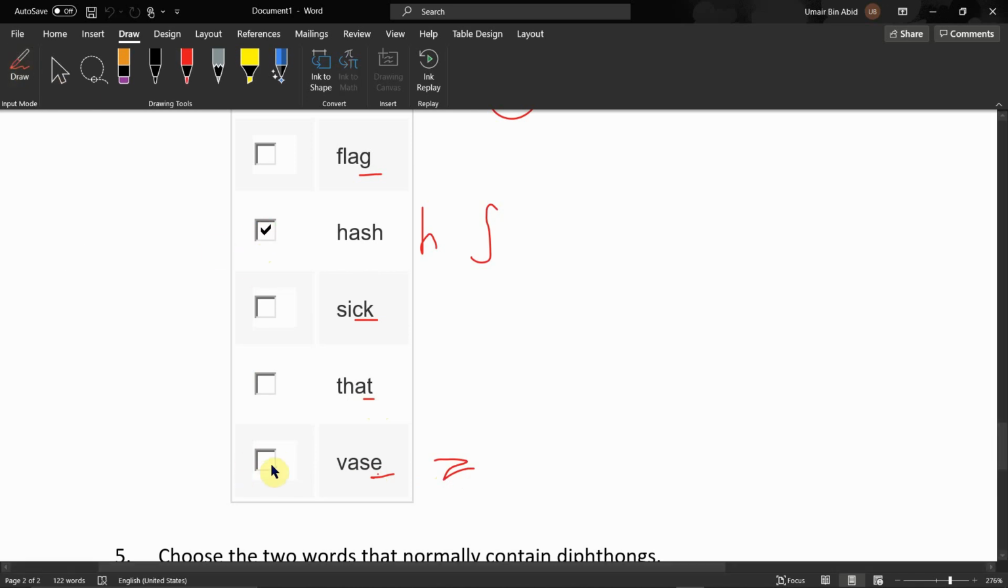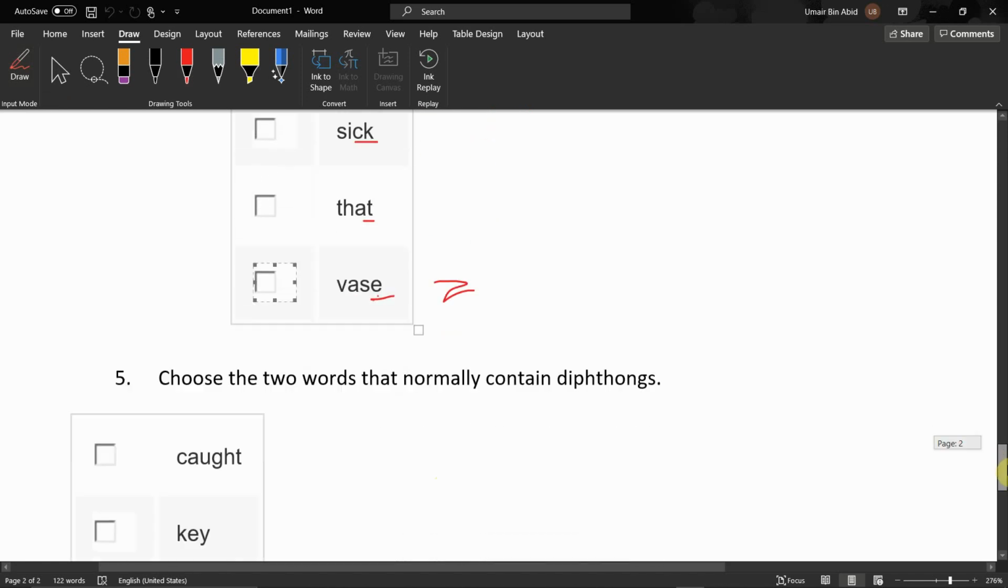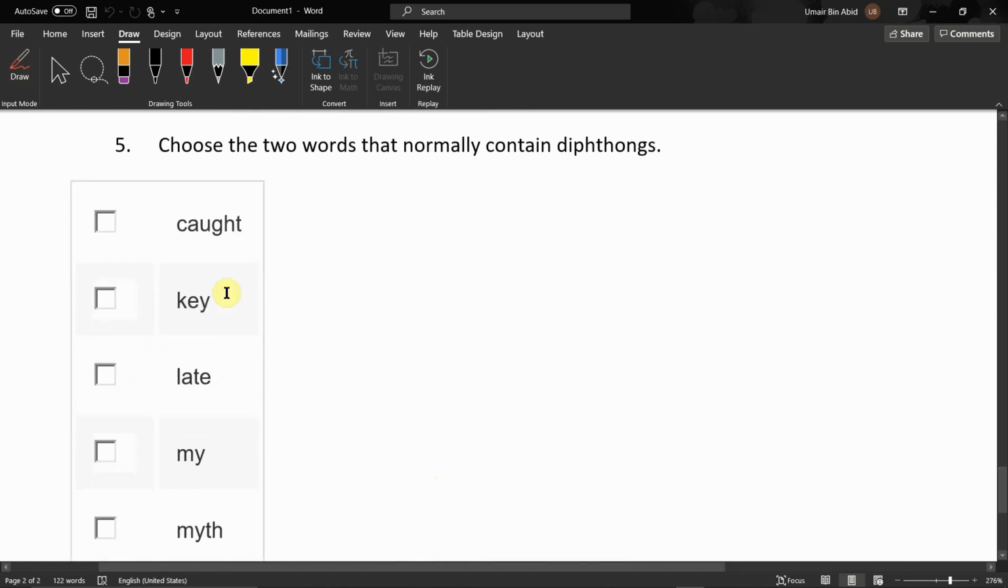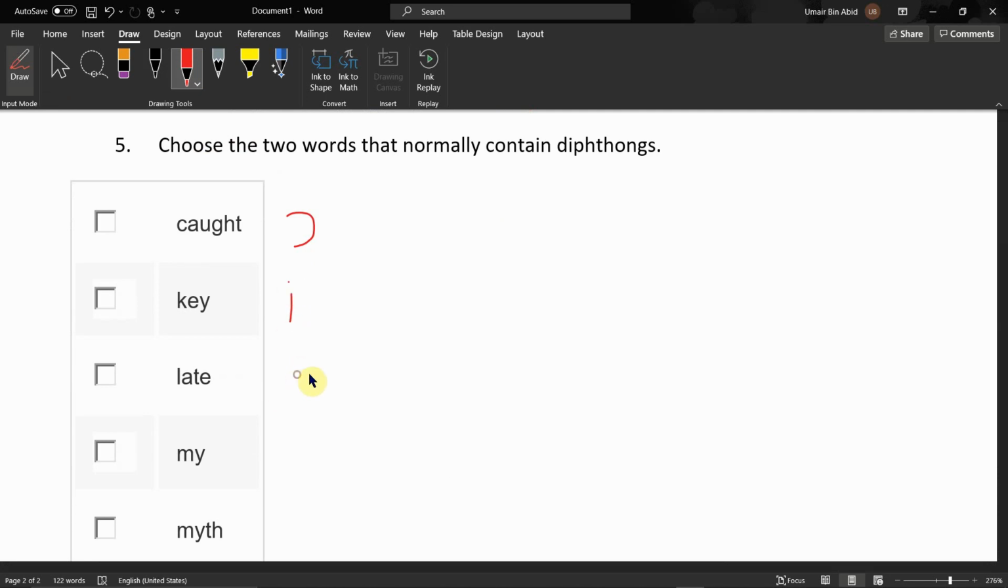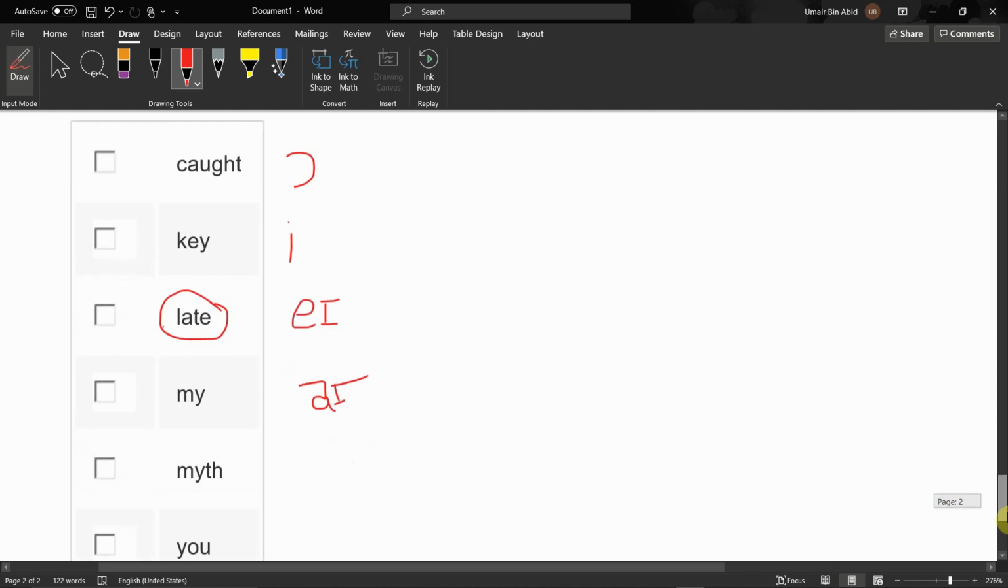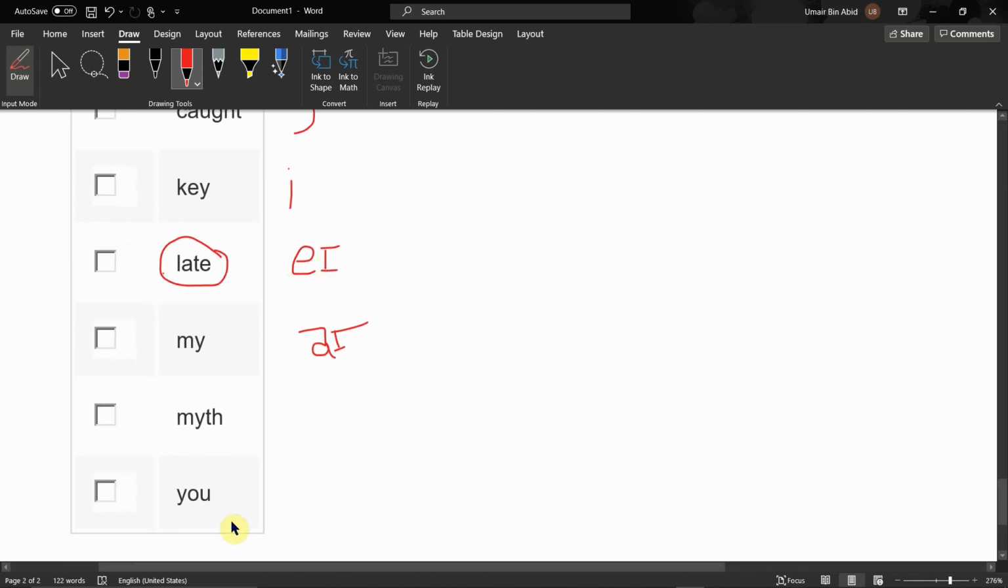hash and ways. The last question is: choose the two words that normally contain diphthongs. In caught we have a single vowel, actually this one. In key we have this e sound. In late it has a diphthong, this one. In my, once again we have a diphthong, which is this one. In the rest of the items, myth, we have just this sound, and in you we have this u vowel. So late and my, these are the correct options.